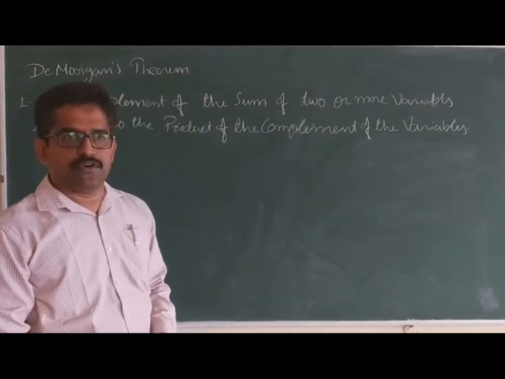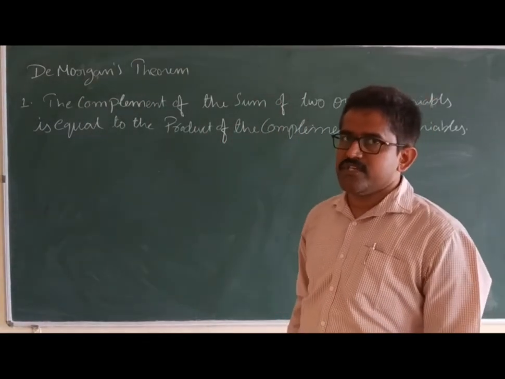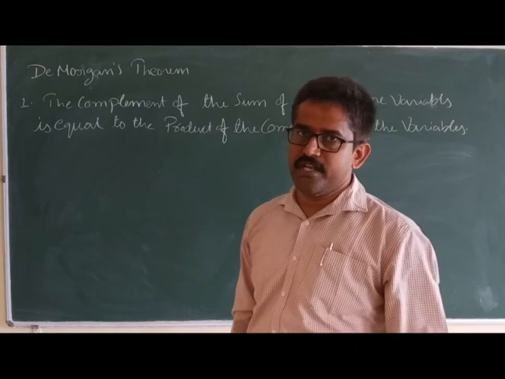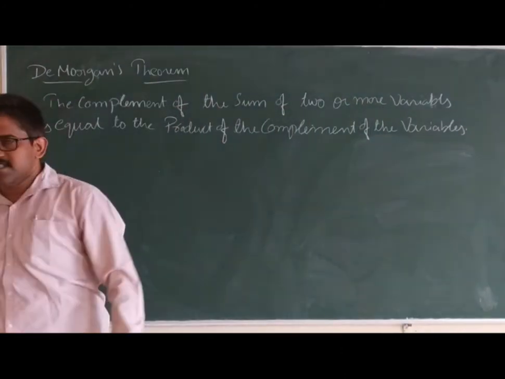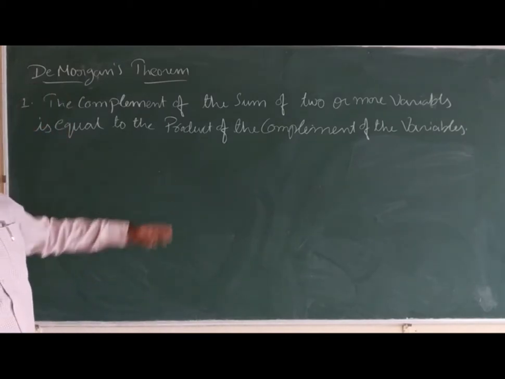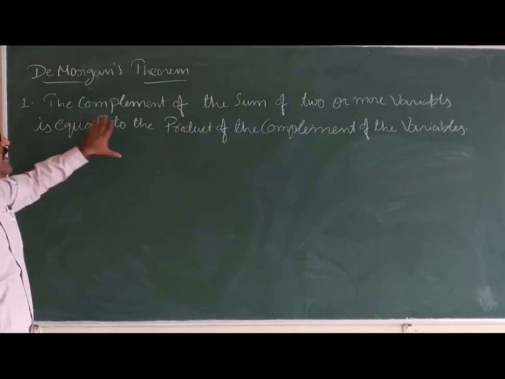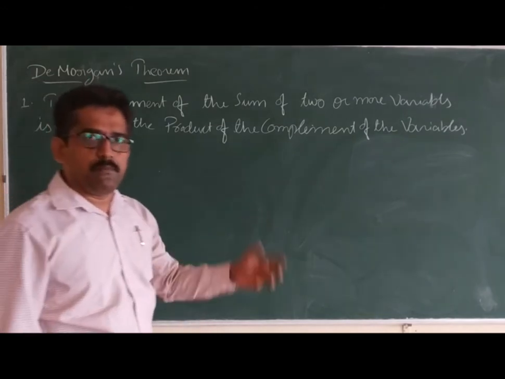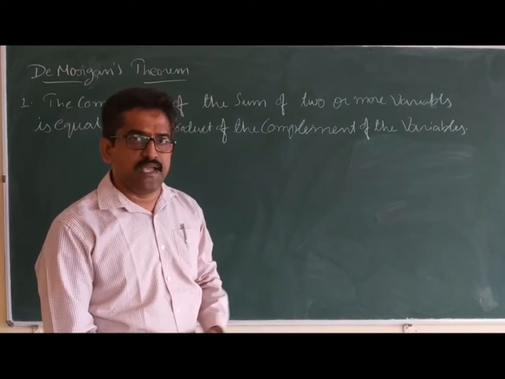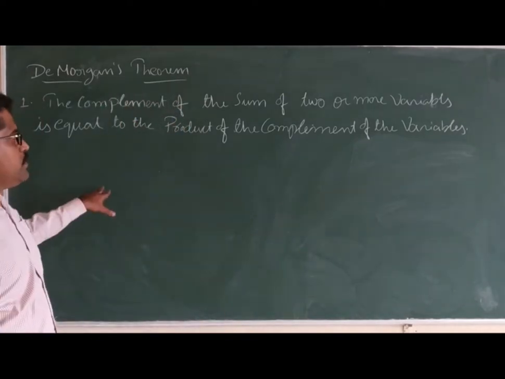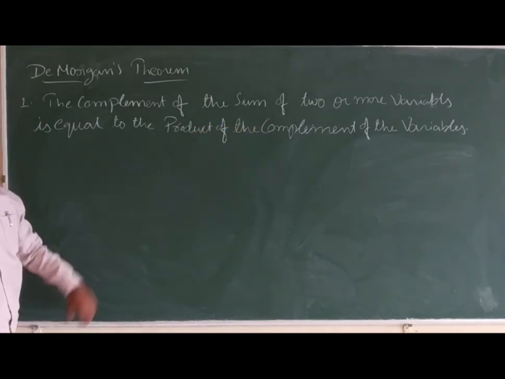Last class we studied the basic logic gates, and now in this class we study the most important theorem, known as De Morgan's theorem. Here is a simple statement of De Morgan's theorem: the sum of the complements of two or more variables is equal to the complement of the product of the variables. This is the first statement of De Morgan's theorem.